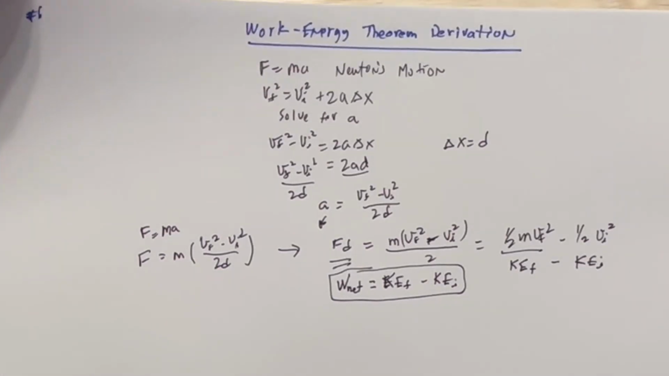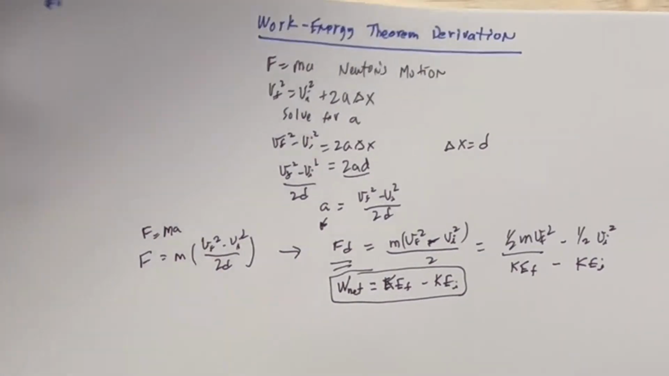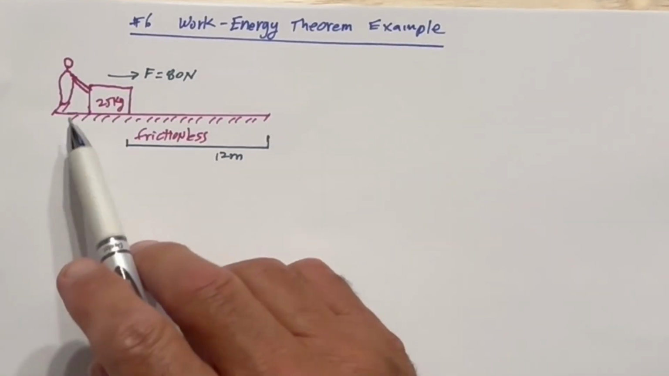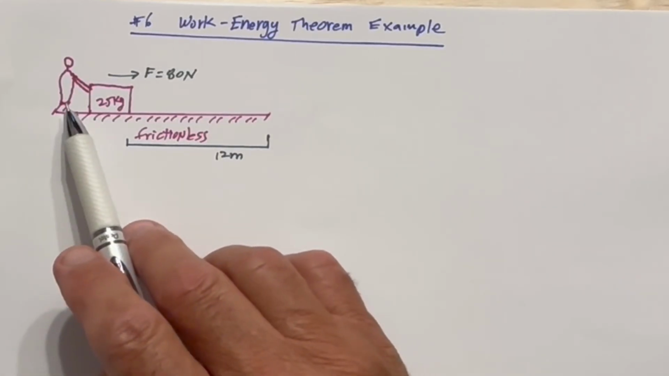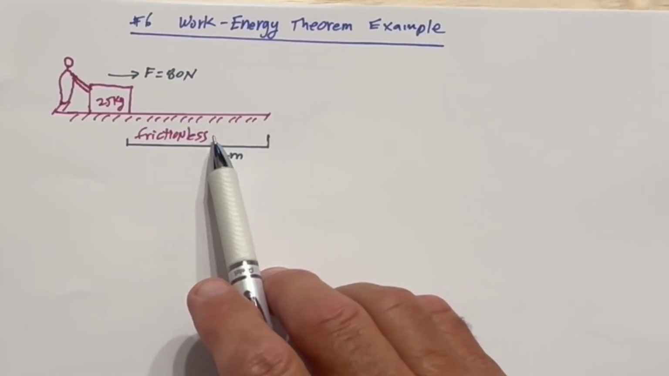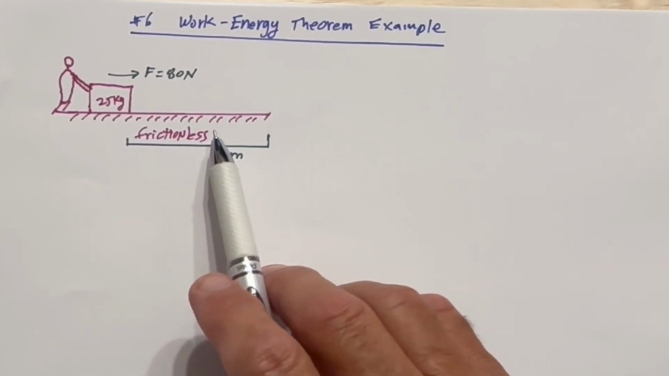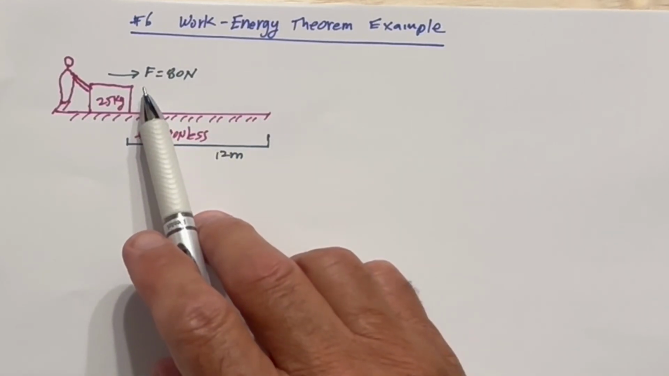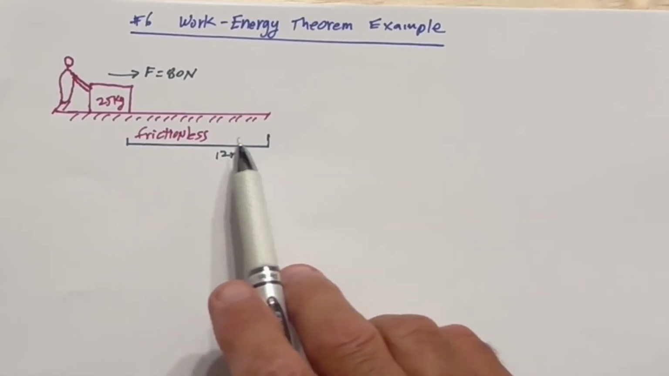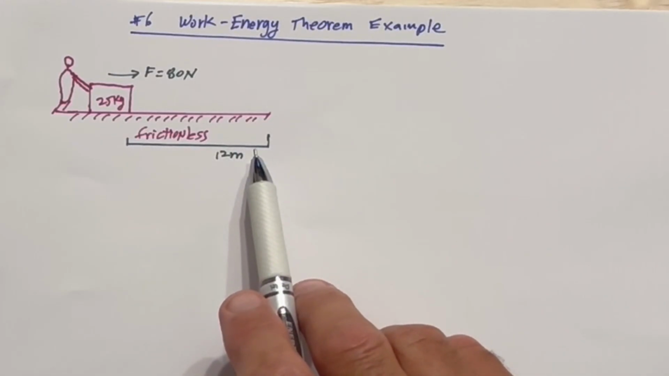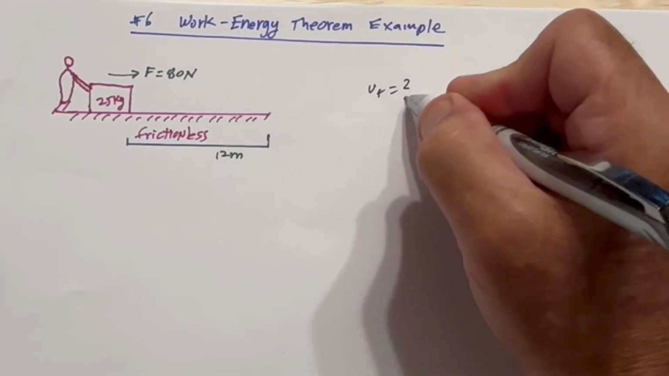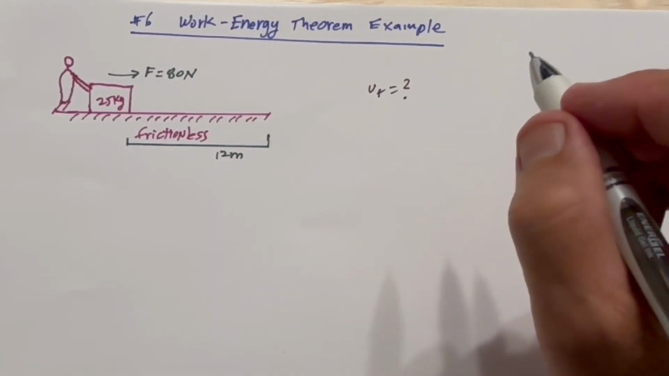Now I want to do an example, how we can use this theorem and put it into practice. Okay, here's our example. We've got a person pushing on a 25 kilogram box on a frictionless floor. So it's a real slick floor. You're going to probably have a hard time pushing. The force exerted by the person is 80 newtons, and the box moves through a displacement of 12 meters. So there is our setup. And what we want to know is what is V final? How fast is the box going with this person pushing on it?